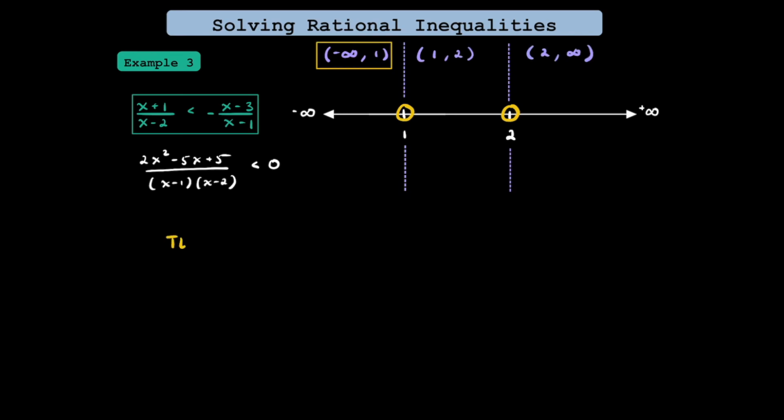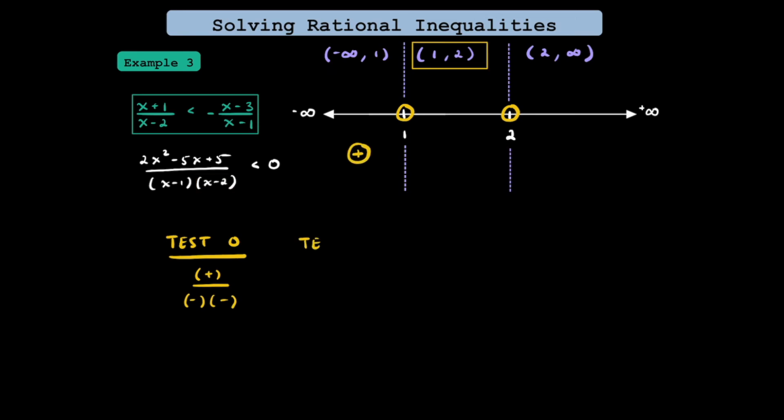Let's test a value here for our first interval. I'm going to test 0. Plugging in 0 to the numerator, we should just be left with 5, which is a positive number. Plugging in 0 to the bottom left, we're going to get negative 1, which is a negative number. And plugging in 0 to the bottom right is going to be negative 2, which is a negative number. A negative times a negative is a positive, and a positive divided by a positive is going to be a positive. Everything will be positive in this interval.